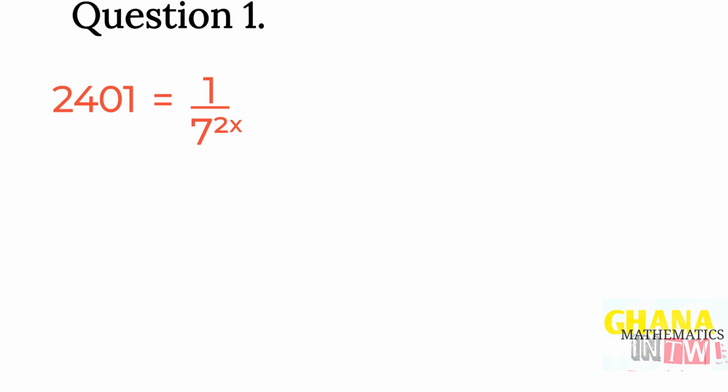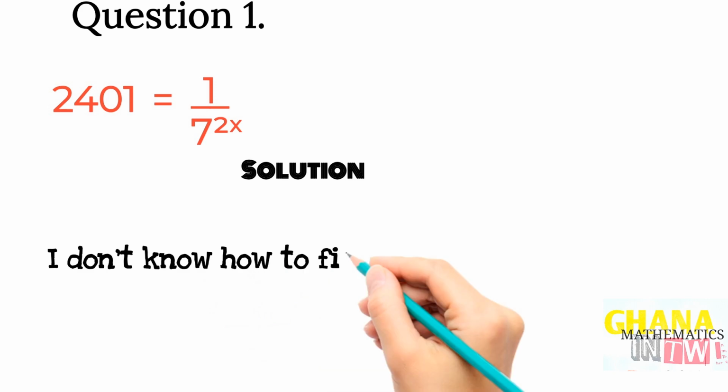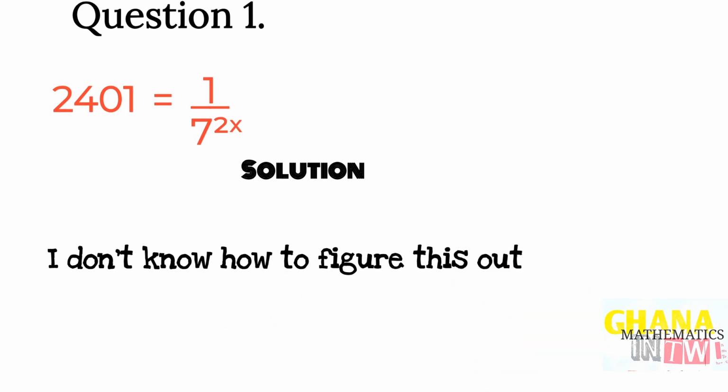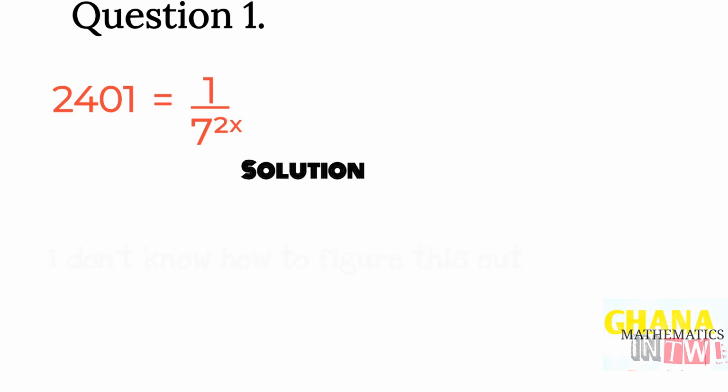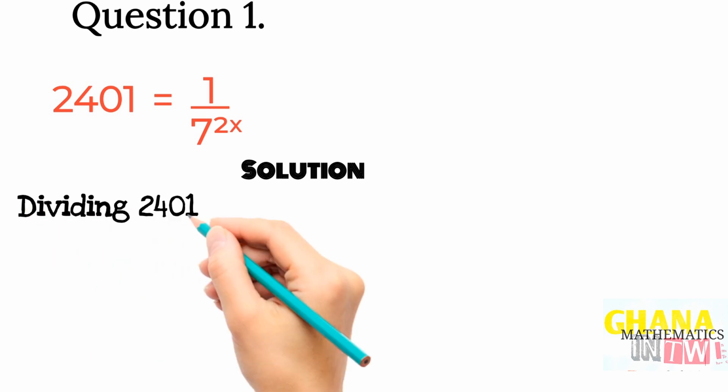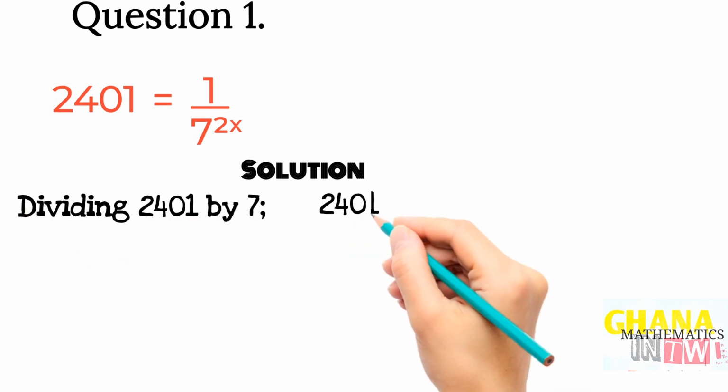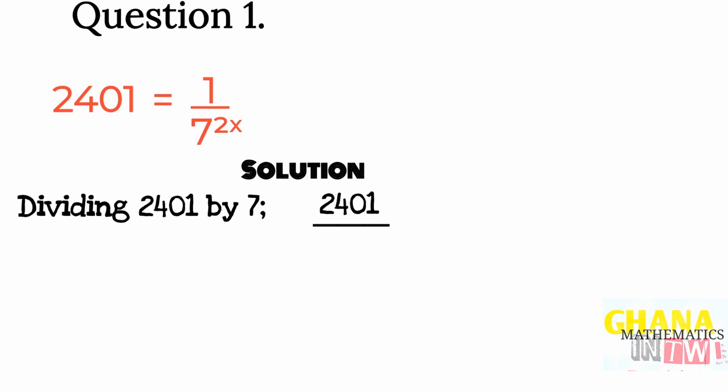But first of all, if you want to be able to solve this question, you have to pay keen attention to whatever I teach, or look closely at what I'll teach. Just in case you don't know how to figure this out, watch out and learn the step-by-step procedure. First of all, do division. You have to divide 2401 by 7. You will see that it will be possible for 7 to divide this 2401.